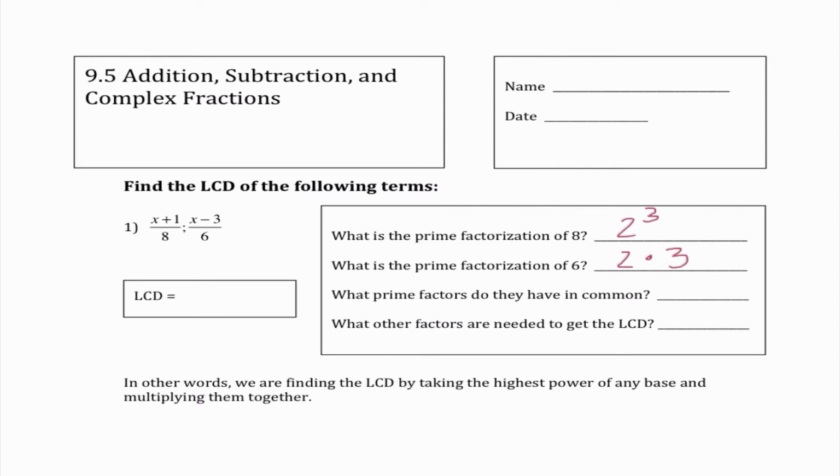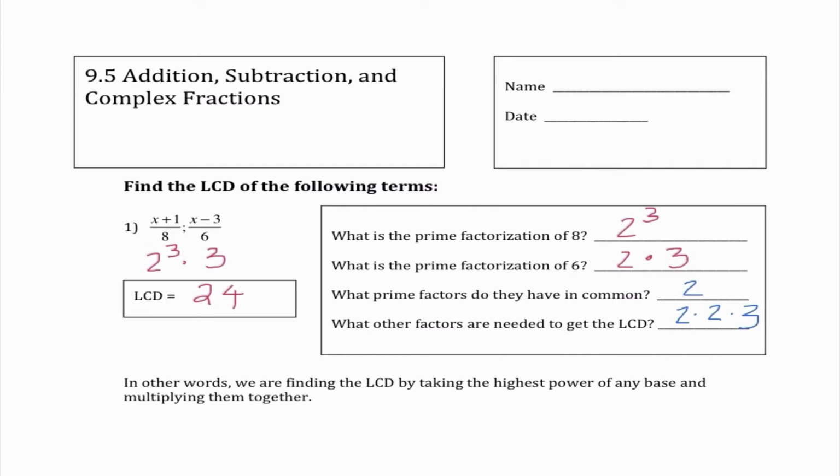So we need to look at this and see what prime factors they actually have in common. And if I look here, I notice that they have one of these 2's in common. So I'm going to say they have a 2 in common. And what else do they need to get the LCD? Well, they need 2 more 2's and another 3. So our LCD here, we are going to have to take what they have in common times what else is left over. So I need to think, what is 2 times 2 times 2 times 3? And it ends up being 24.